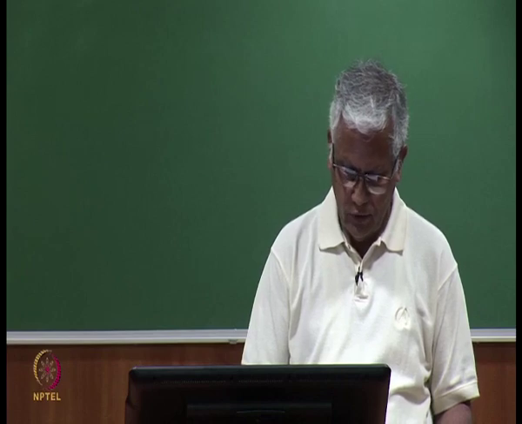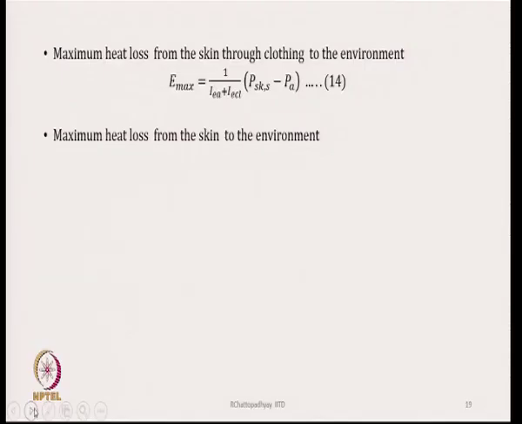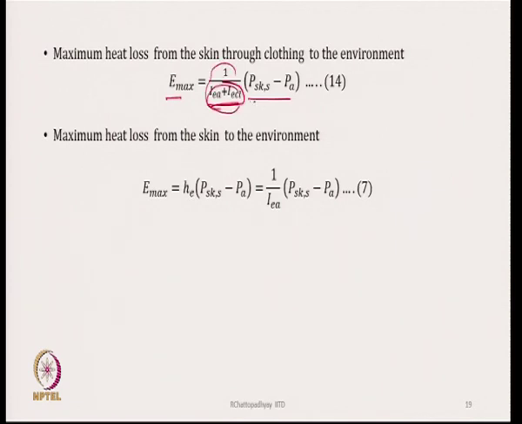Now, the maximum heat loss from skin through clothing to the environment, Emax, therefore, is going to be (Psks minus Pa) divided by the total resistance. This is the maximum heat loss from skin to environment which we did earlier, equation number 7, and equation 7 changes to 14. What is the difference between these two? Here I am also taking care of IEA plus IECL; this is the new term which has come here.